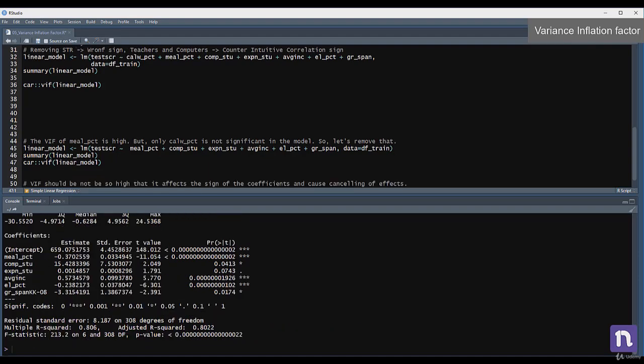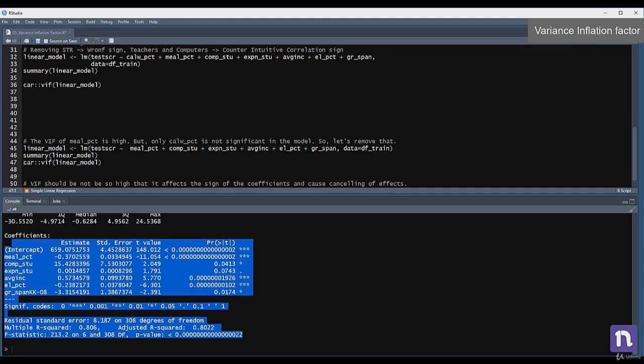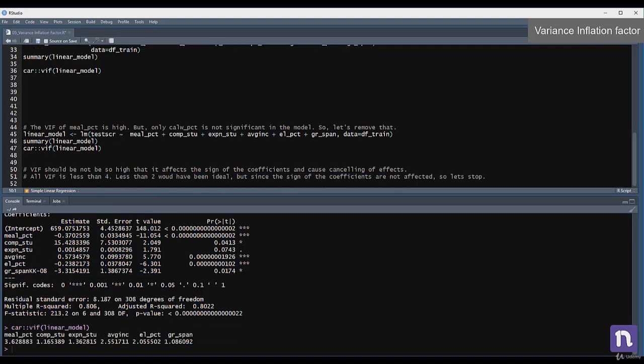So after removing cal w percentage, we have a nice model where all the variables are statistically significant. Checking out the VIF, we have meal percentage VIF falling below 4. The signs of the coefficients are okay. All the variables are statistically significant and all the VIFs are less than 4. Ideally, it should be less than 2, but it's okay. I'm going to stop here.